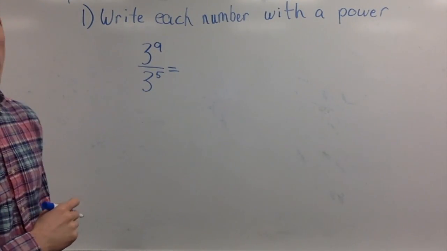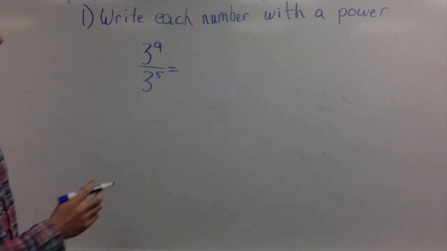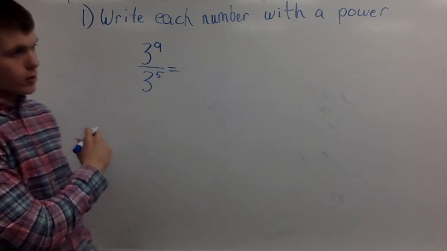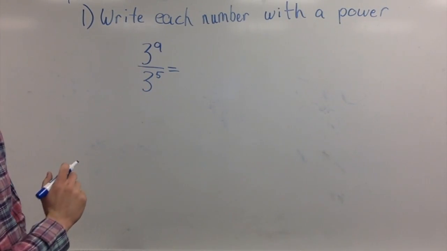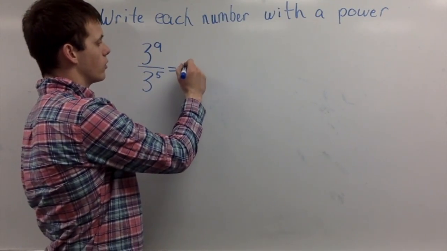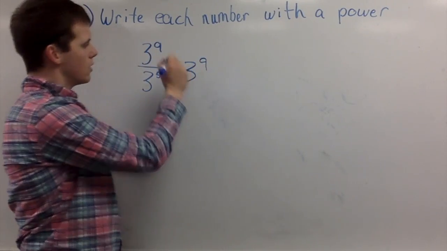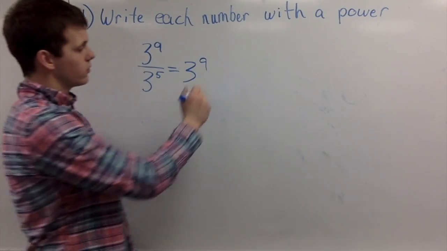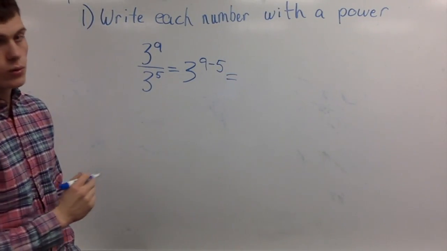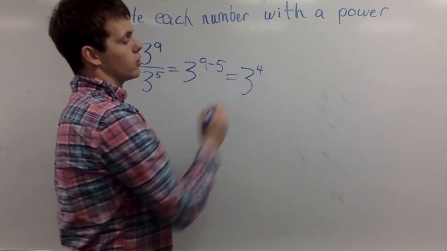Next, we'll do the problem 3 to the 9th over 3 to the 5th. So we know we have a quotient of powers, meaning we're dividing a number by another number. So we put 3 to the 9 minus 5, which is then equal to 3 to the 4th.